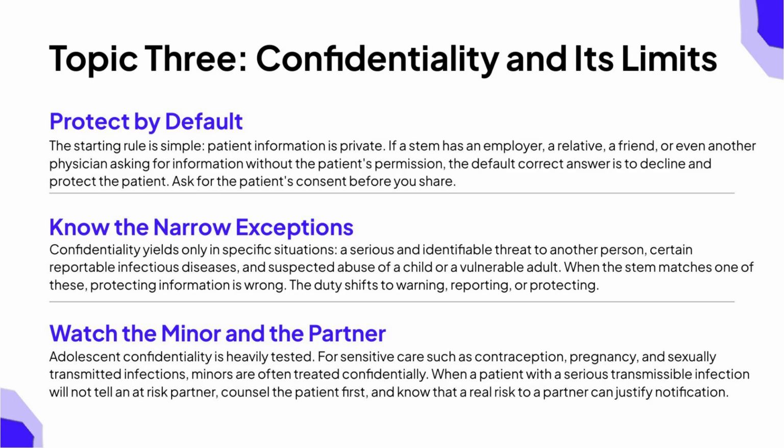Then know the narrow exceptions, because this is where the points are. Confidentiality gives way when there is a serious and identifiable threat to a specific other person, when there is a reportable communicable disease, and when there is suspected abuse of a child or a vulnerable adult. If the stem clearly matches one of those, then protecting the information becomes the wrong answer, and your duty shifts to warning, reporting, or protecting.